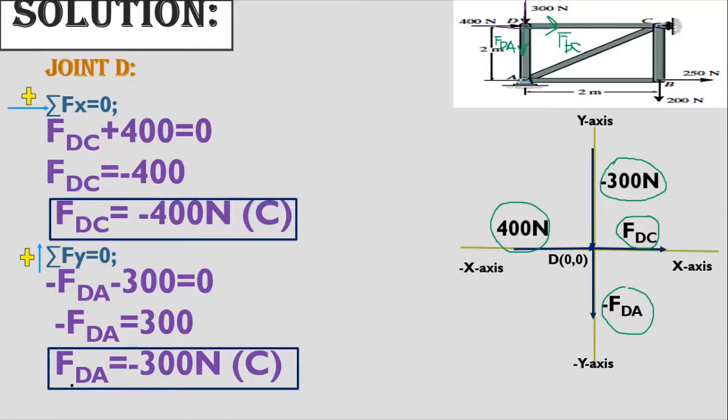So how many member forces have we calculated up till now? We have calculated 4 member forces, and only 1 member force is left. So there is no need to solve all the joints. Why are we not going to solve all the joints? Whenever we have completely calculated all the member forces, there is no need to move on to other joints. So right now we have the choice between joint A and joint C. Which joint should I select?